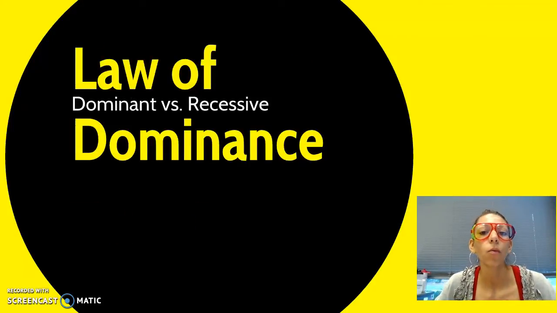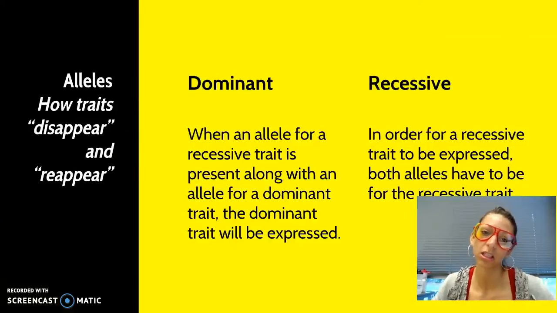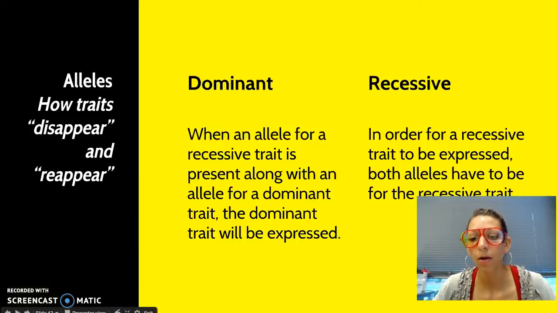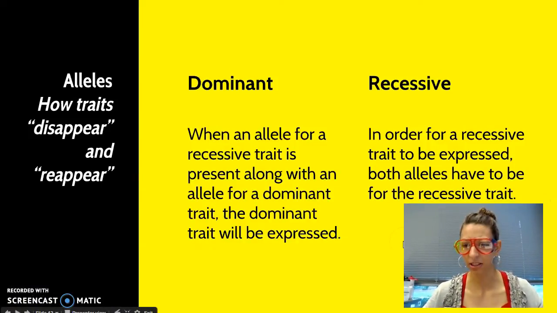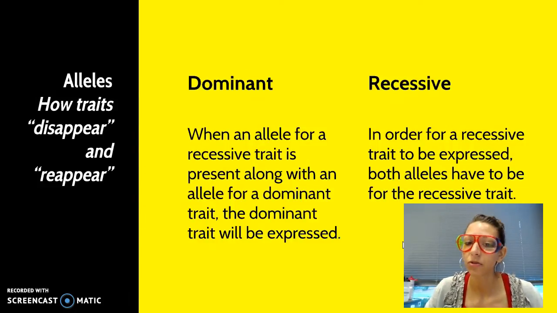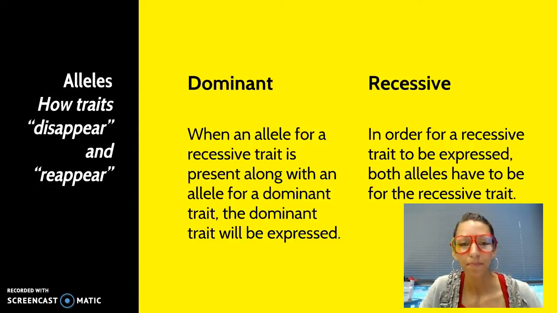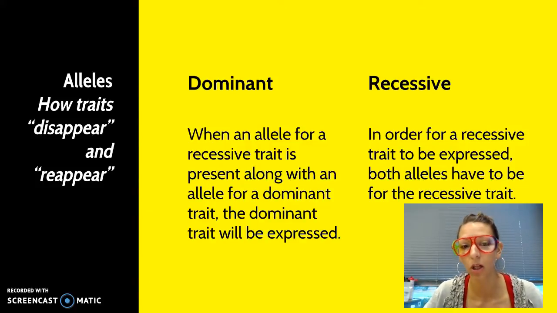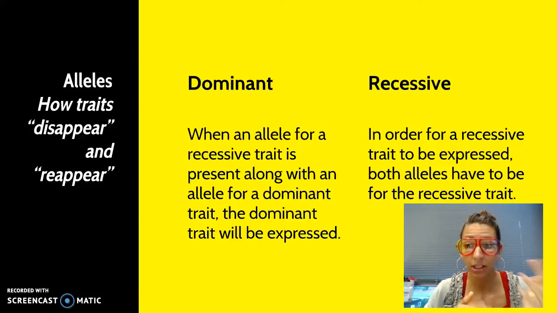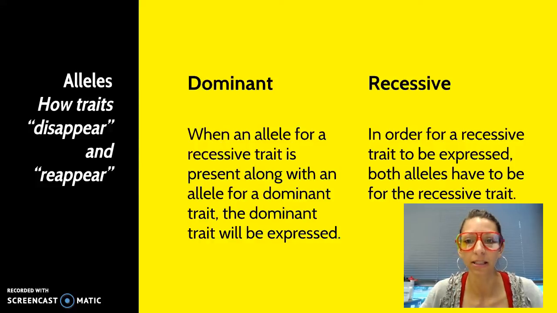One of Mendel's laws, his first law actually, is the law of dominance, and we're going to talk about dominant versus recessive genes. People were always confused about how traits could disappear and then reappear in different generations. For dominant traits, we have an allele that is going to be expressed over a recessive allele. So when an allele for a recessive trait is present along with an allele for a dominant trait, the dominant one will be expressed. That is what our law of dominance says.